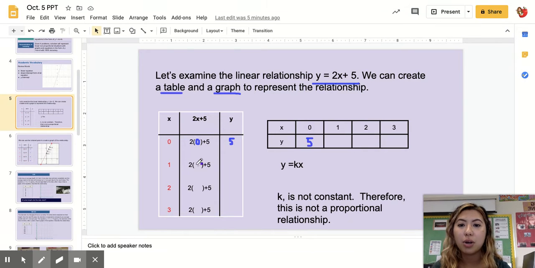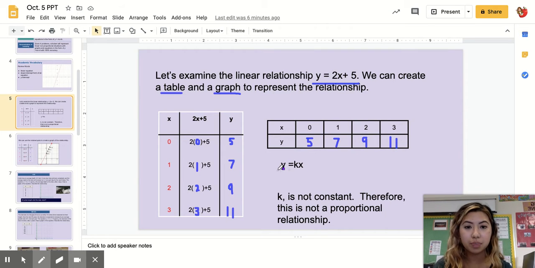When x is 1, I'm multiplying 2 times 1 plus 5. So 2 times 1 is 2. 2 plus 5 is 7. So when x is 1, y is 7. When x is 2, I'm multiplying 2 times 2 plus 5. 2 times 2 is 4. 4 plus 5 is 9. So when x is 2, our y is 9. When x is 3, I'm multiplying 2 times 3 plus 5. So 2 times 3 is 6. 6 plus 5 is 11. So when x is 3, y is 11.